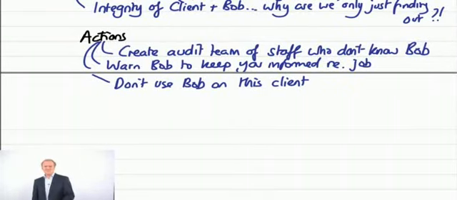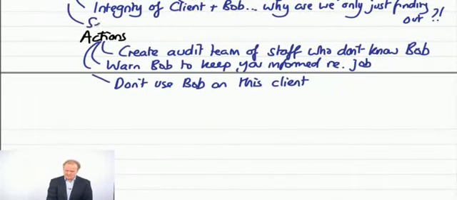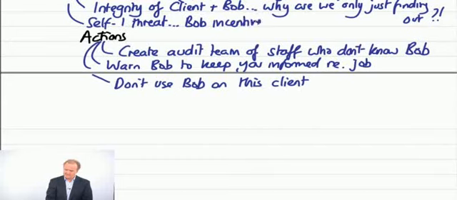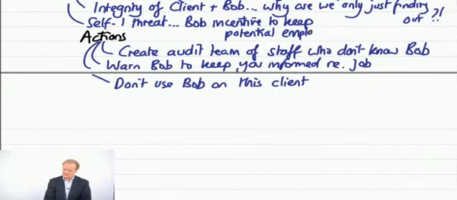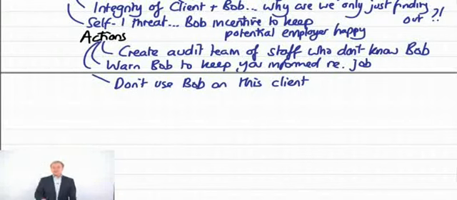Why not? Well, we said familiarity threat if he goes and works there. The reason I don't want to use him on this client is another issue up here, which is a self-interest threat, because Bob has an incentive to keep his potential new employer happy. Or I suppose, intimidation threat again, the client might be saying to Bob, look, you make sure that nothing goes wrong on the audit and the job's yours. So it could be intimidation.